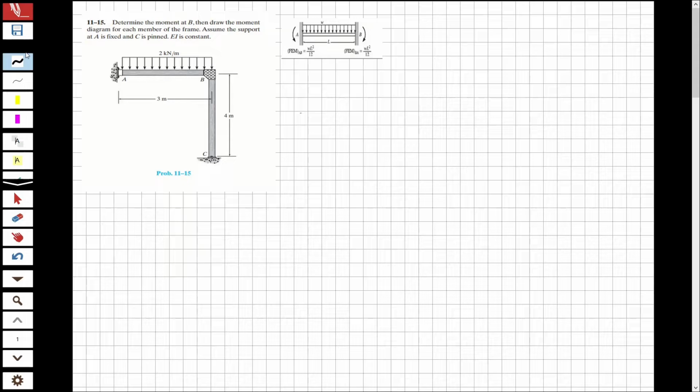There is fixed end moment from A to B and B to A. Fixed end moment from A to B will be equal to WL square over 12. That will be negative because of the direction of the fixed end moment. Fixed end moment from B to A will be equal to this value, but the positive of that.